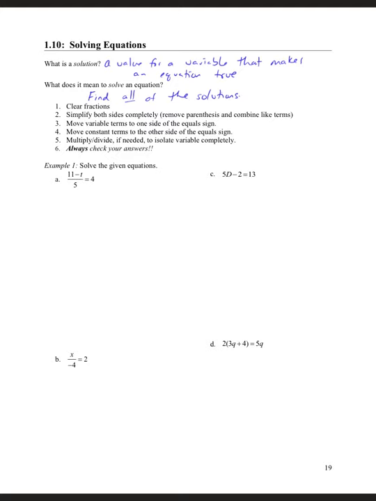We have some steps here. Step one says clear any fractions, and then we simplify both sides completely, move your variable terms, move your constant terms, multiply, divide, and then always check your answers. So with the first one here, I'm going to start by always rewriting it: 11 minus t divided by 5 equals 4.